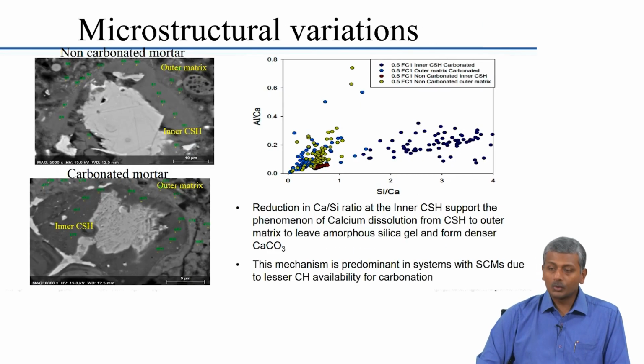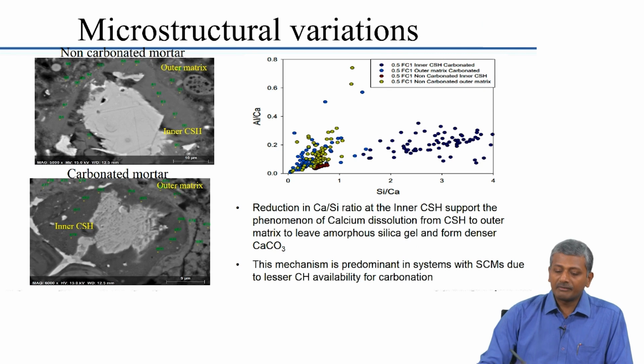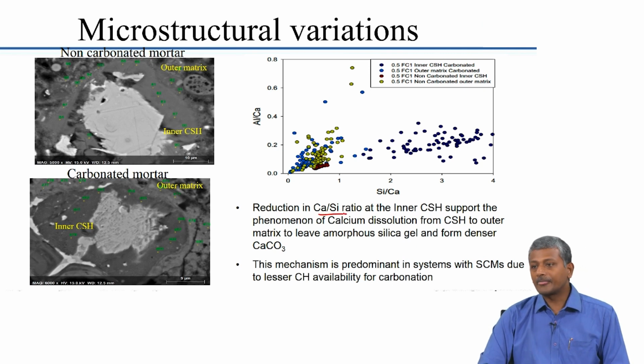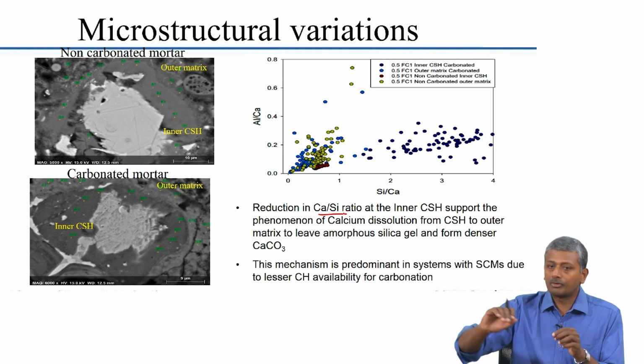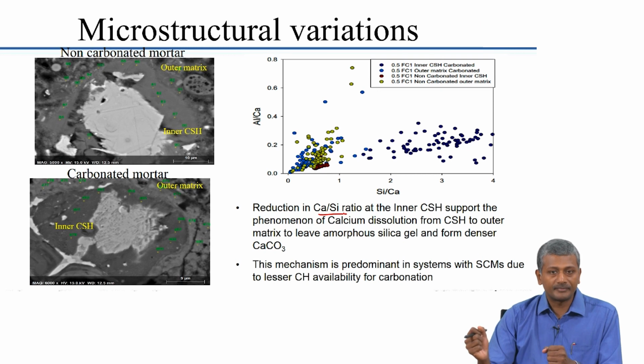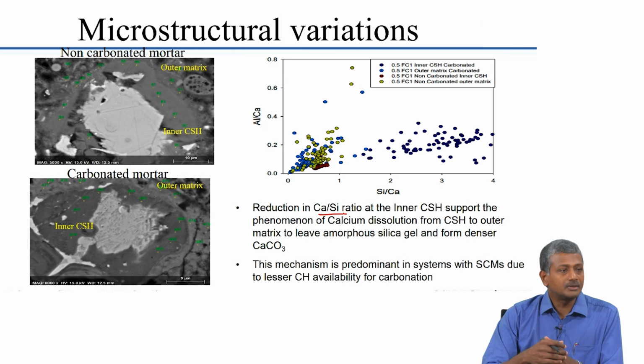And again, this is showing you the X-ray analysis taken on a point by point basis in the CSH, which shows you the extent of carbonation that is happening in these systems. So, you have a reduction in calcium to silicon ratio in the inner CSH. That means your calcium is getting removed from the system. Any acidic condition will tend to remove calcium from the system. Carbonation also essentially is an acidic condition similar to your other acid attack.